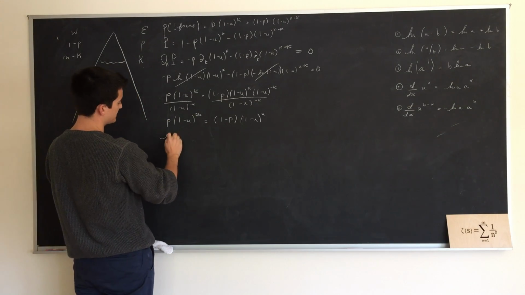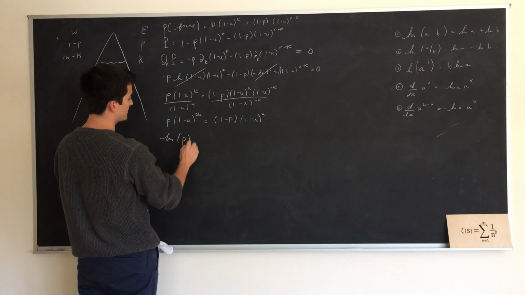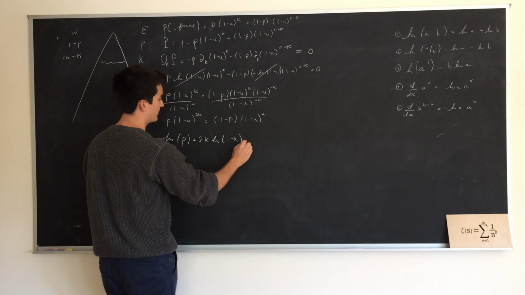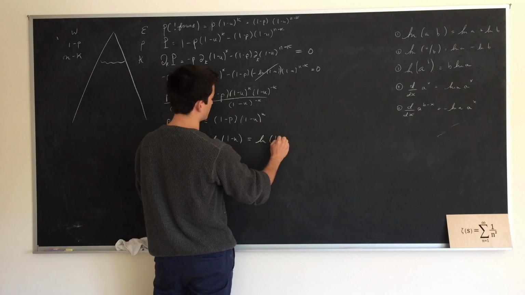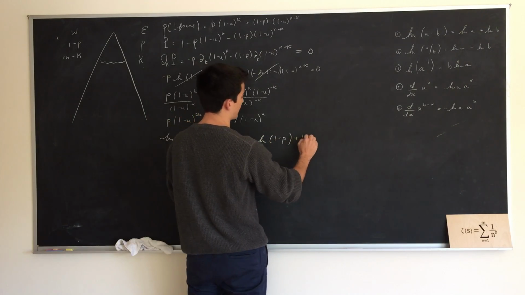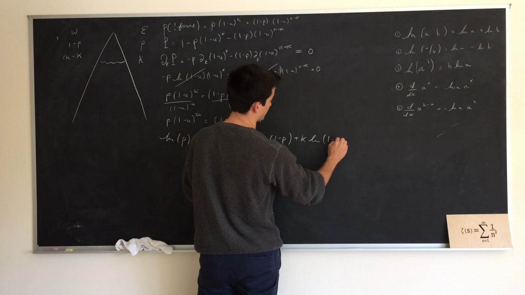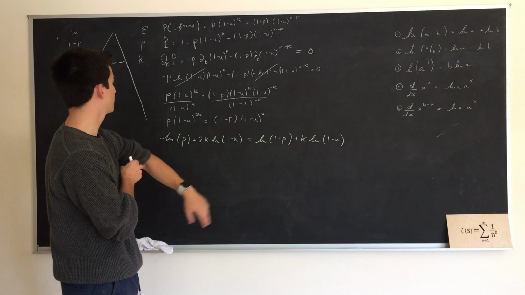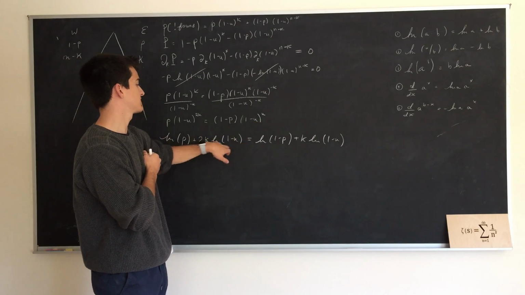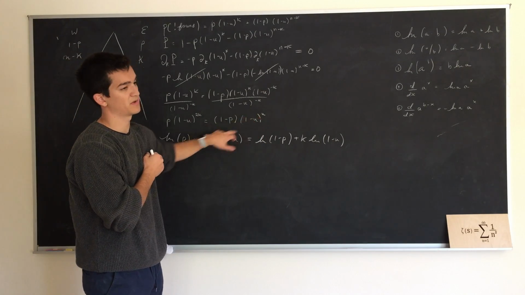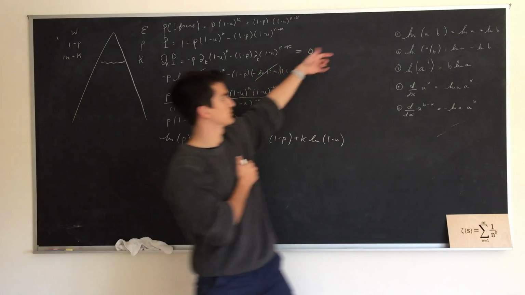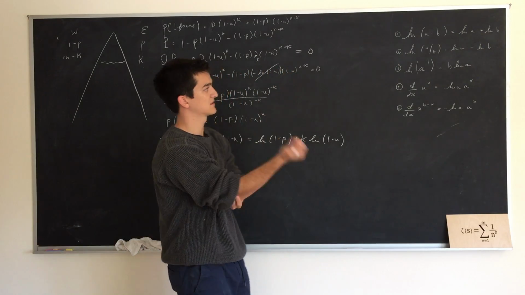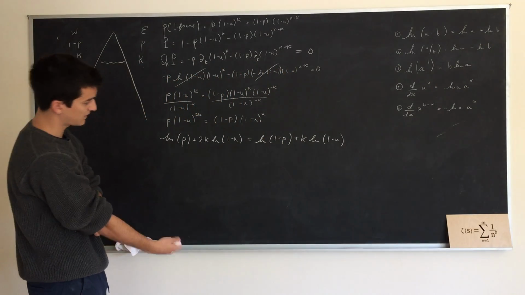Take the natural log of both sides. Natural log of p plus 2k natural log of 1 minus u equals the natural log of 1 minus p plus k natural log of 1 minus u. And here I invoked the same rule as before, where we have an exponent, natural log of something with an exponent. You can take the exponent and make it a coefficient. We can also use rules 1 and 2, where the natural log of a product can be turned into a sum of natural logs.